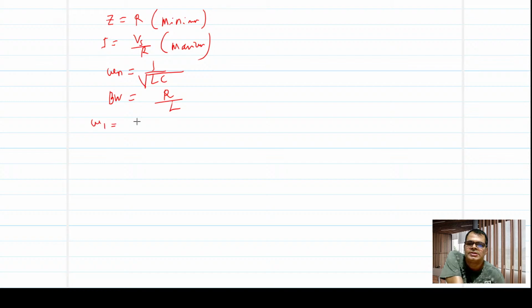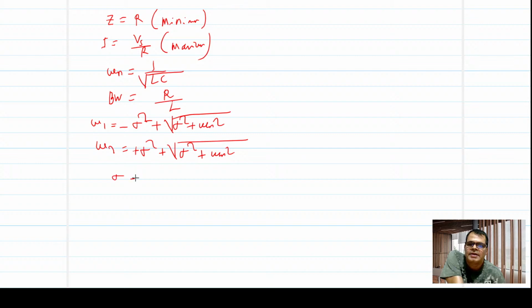Omega 1 is equal to minus sigma plus square root of sigma square plus omega n square. Omega 2 is equal to plus sigma plus square root of sigma square plus omega n square. Write the sigma also. Sigma is equal to R upon 2L. Write the zeta also. Zeta is equal to R upon 2 root of C upon L.